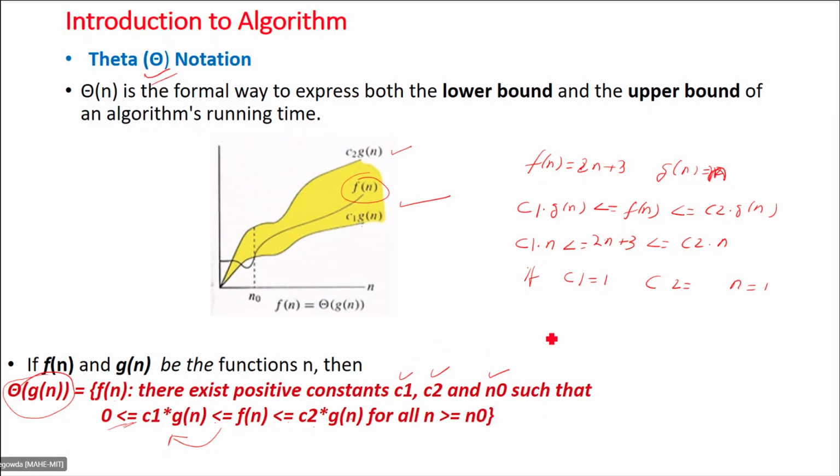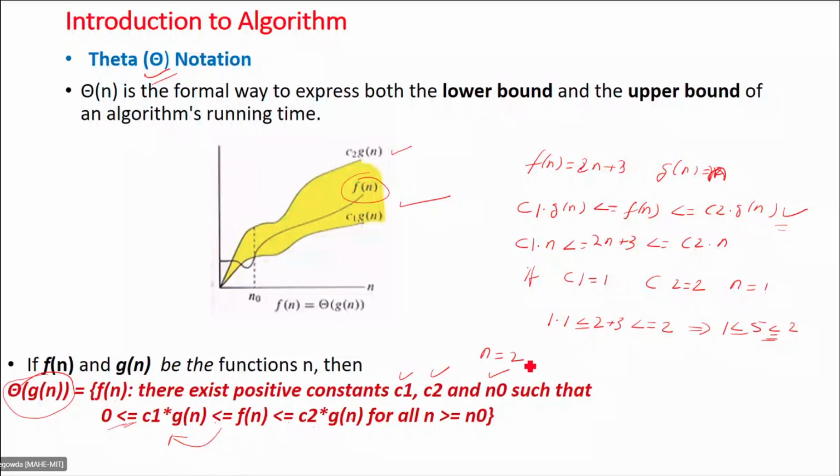If you apply these values, you'll get c1 is 1 into 1 less than or equal to 2 plus 3 less than or equal to c2, which is 2. This implies that 1 is less than or equal to 5, less than or equal to 2 here. So it satisfies this particular condition. For c1 equal to 1, c2 equal to 2, and n equal to 1, this satisfies the condition.